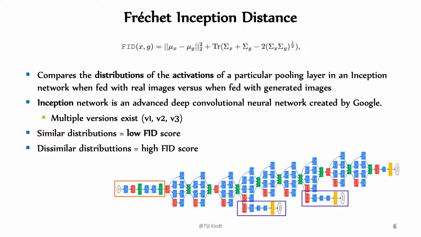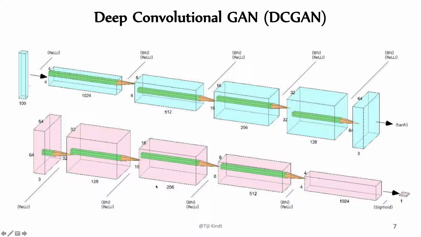If those distributions of these activations are very similar for the generated images and the real images, then we have a variety of images and they look real, so we get a low FID score. And if they're very different, then we get a high FID score. So we want low FID scores.